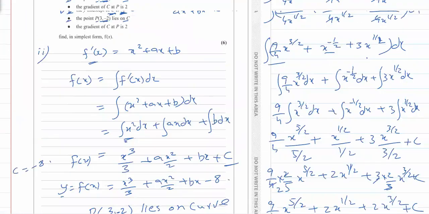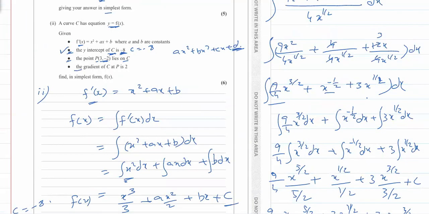Okay. Now the second condition is given here, that the gradient of the curve at p is 2. Now how do we take the gradient? In the first derivative, we put a certain value, we get the gradient there. So it's given that the gradient of the curve at p is 2. It means, in other words, that f dash x is equal to 2.